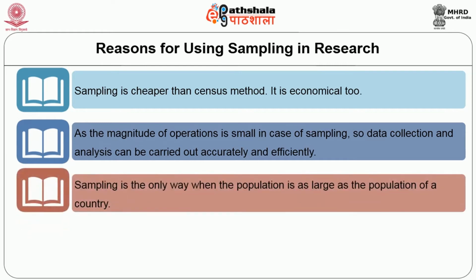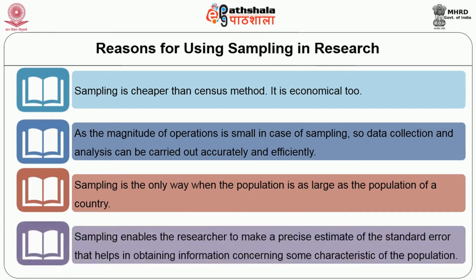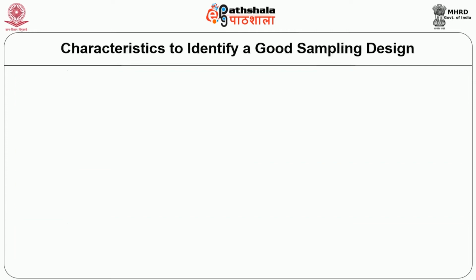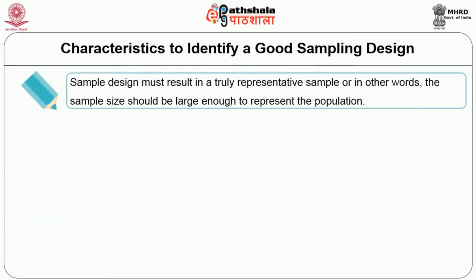Sampling is the only way when the population is as large as the population of a country. Sampling enables the researcher to make a precise estimate of the standard error that helps in obtaining information concerning some characteristic of the population. What are the characteristics to identify a good sampling design? We can list the characteristics of a good sampling design as follows.